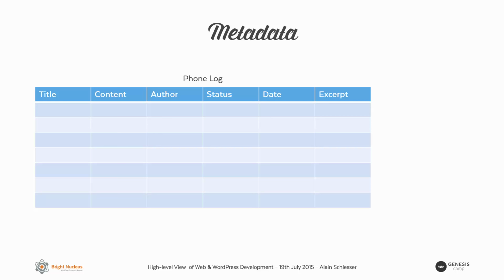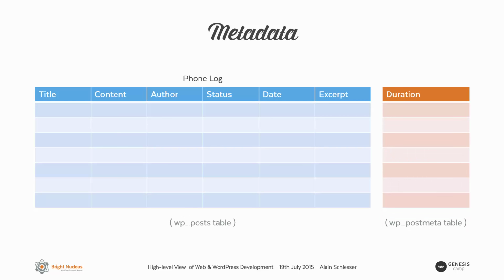But what if the predefined fields are not enough? Let's say we implemented the phone log we talked about in the previous slide, and we now want to also store the duration of each call. The existing fields don't quite fit for this. So we'll simply add a custom metadata field that gets associated with the phone calls. Just as custom post types get stored in the WP_posts table, custom metadata gets stored in the WP_postmeta table.